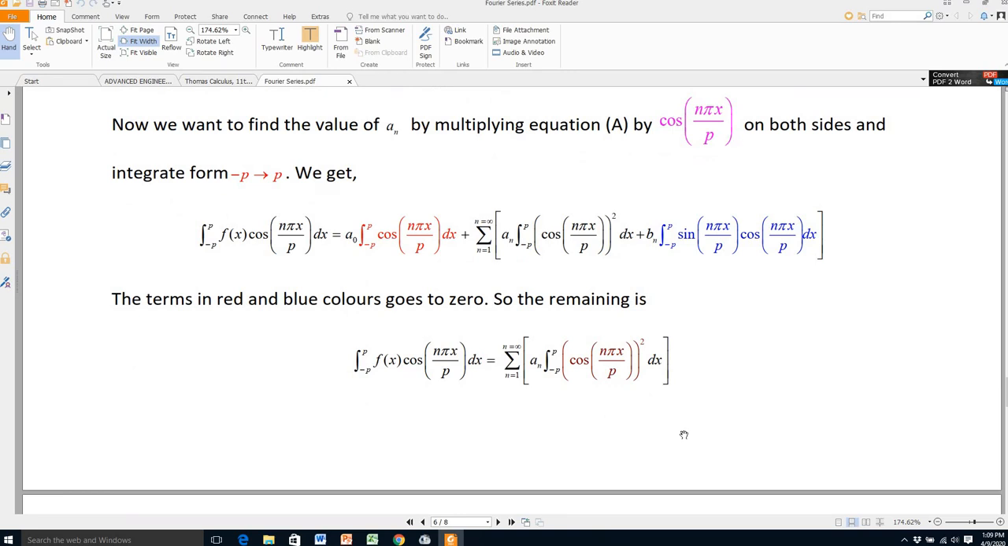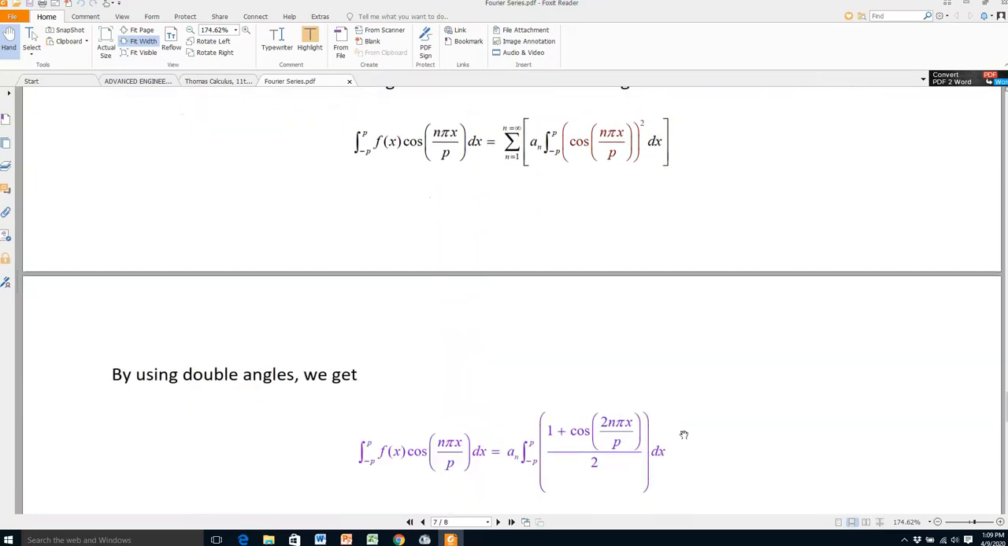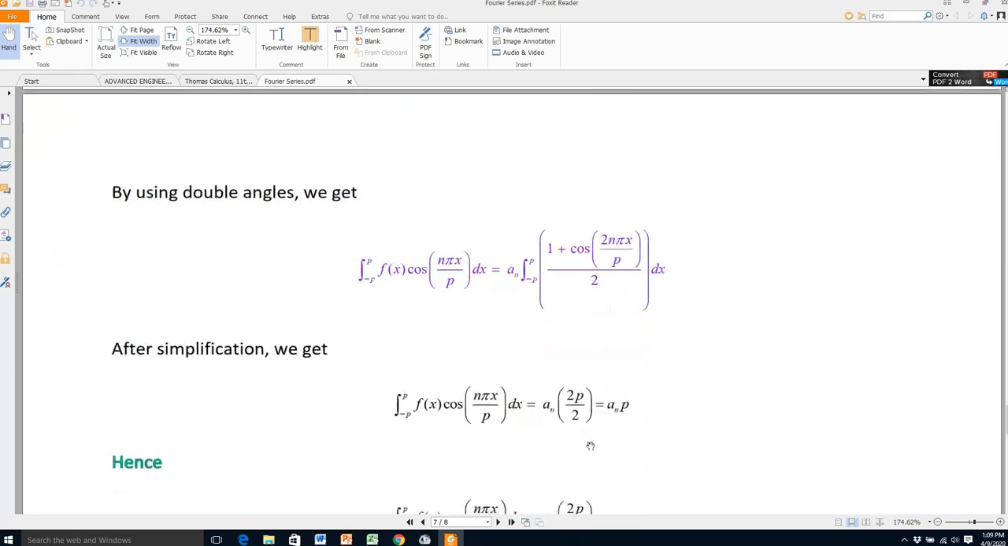You have to convert them using double angle formulas. I am using the double angle property of the cosine function. I am writing it as a n times the integral from minus p to p of 1 plus cos 2 n pi x over p, divided by 2, dx. So after simplification you get the integral of f of x cos n pi x over p dx is equal to a n times 2p over 2, which is a n p.